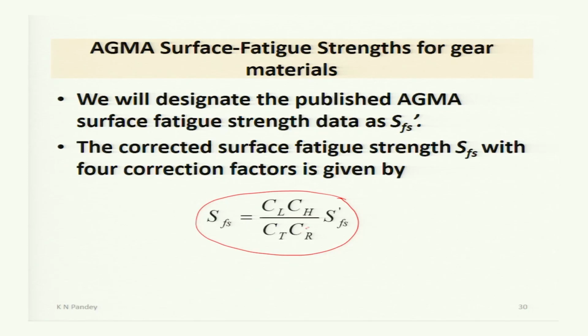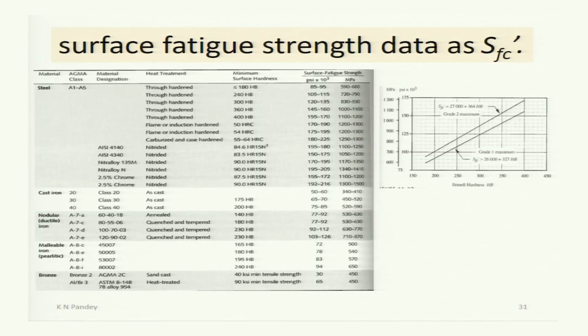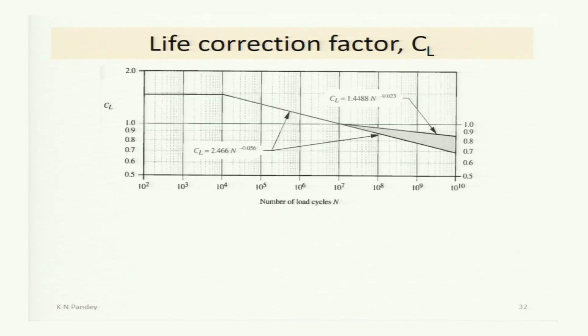These are the correction factors. This is the life correction factor, hardness ratio correction factor, temperature factor and the reliability factor. These factors are obtained from the literature. These types of tables or graphs are there. From that you will get the value of SFC dash and also SFB dash.